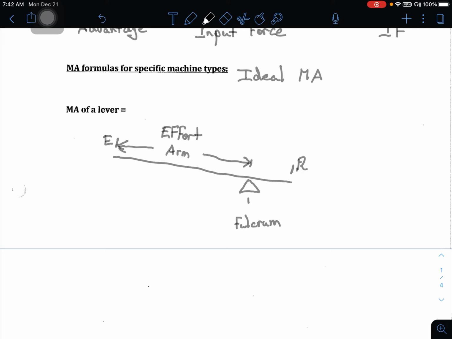Okay. And the distance from the fulcrum to where the resistance is called, and I'm not going to fit this all in here, the resistance arm of the lever. Okay. The mechanical advantage of a lever is determined by the ratio between those two arms. How long is the effort arm compared to how long is the resistance arm?